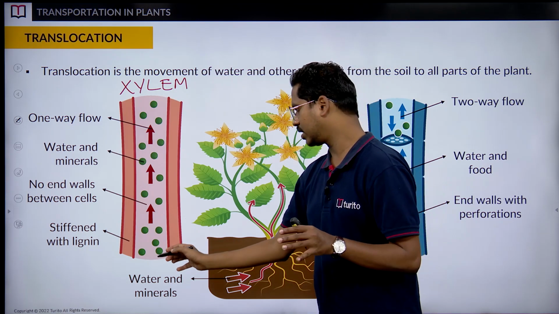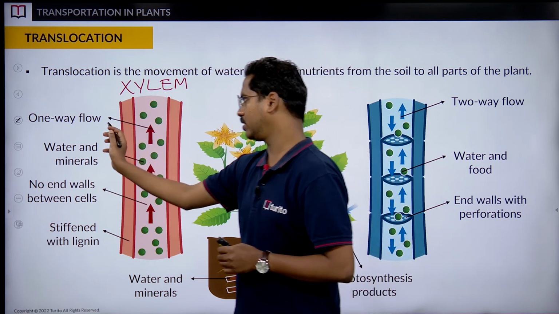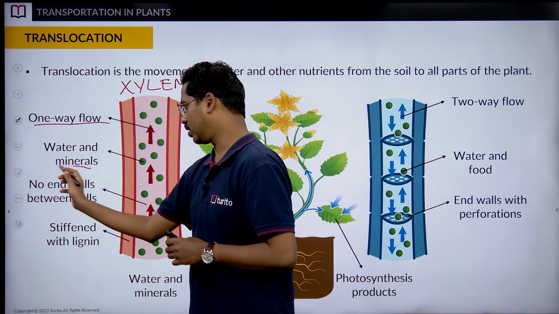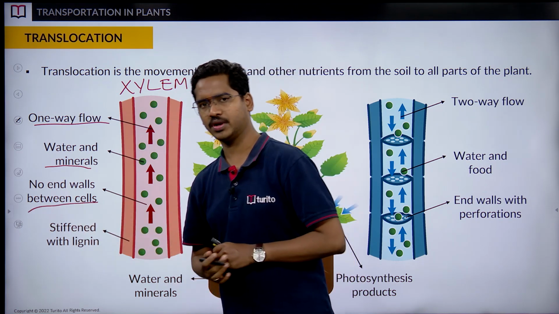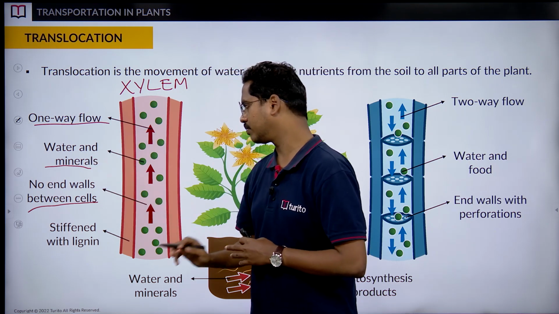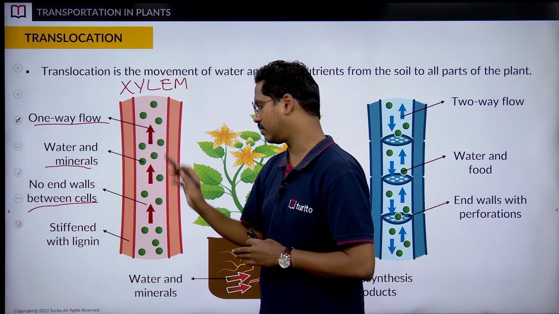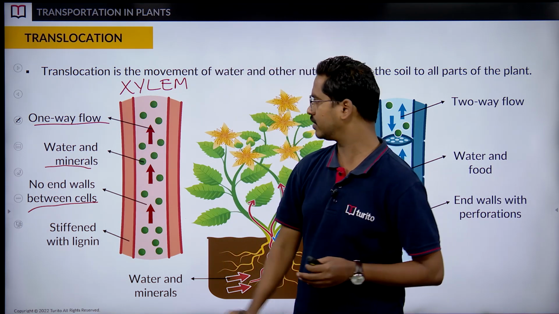I see some of you are still confused how we came to this conclusion. You see, it is actually taking care of movement in one direction, one way flow, and it is carrying water and minerals, and there is a continuous tube like arrangement available. So, it is one way flow, it is taking care of water and minerals, and there are no end walls available here. Okay. So, these are the main prominent features of the xylem.